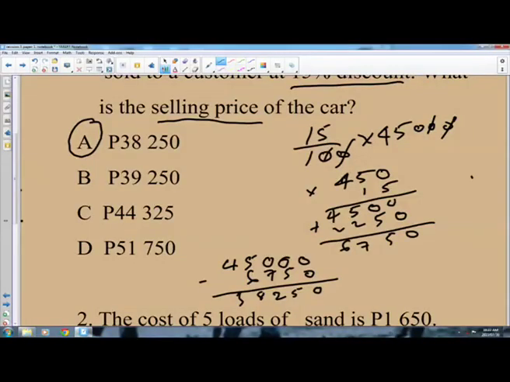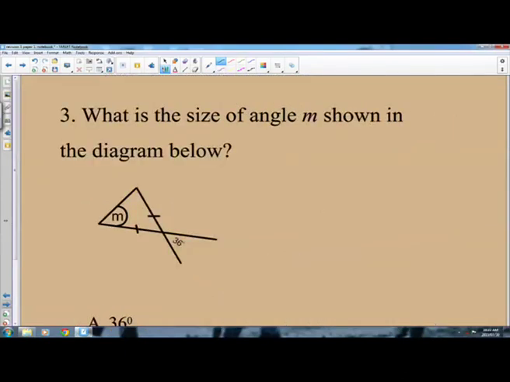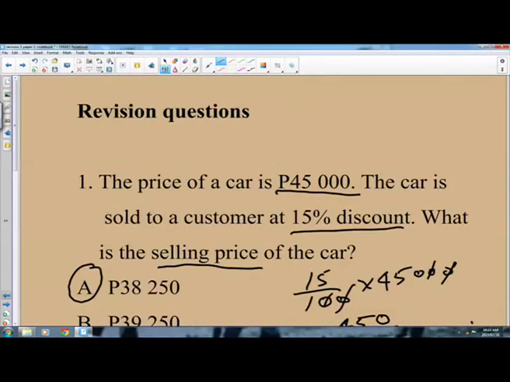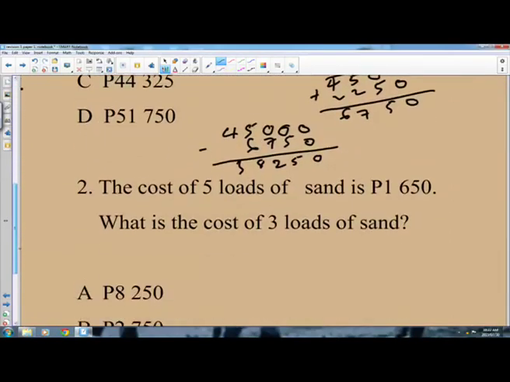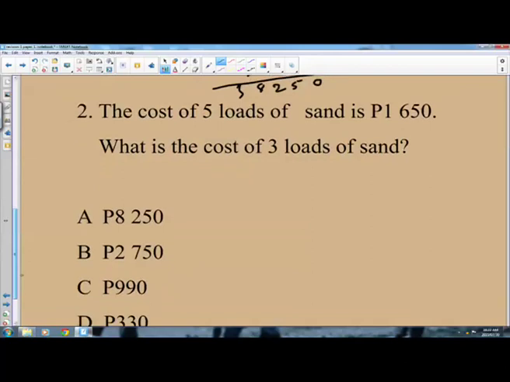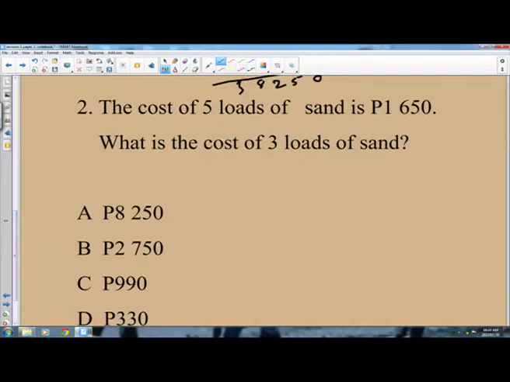Okay, let us have a look at the second example. Not the third, but the second. The second question, rather. It says, the cost of 5 loads of sand is 1,650. What is the cost of 3 loads of sand? We are told that 5 loads of sand will cost 1,650. What is the cost of 3 loads?